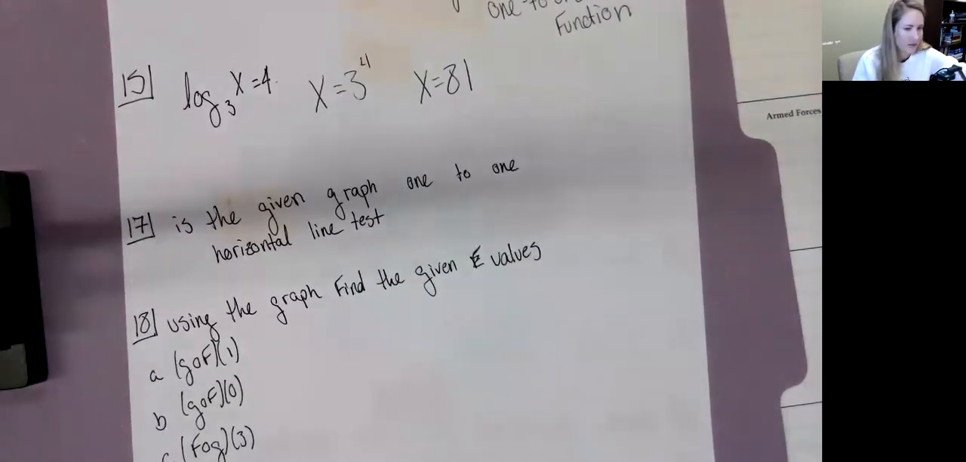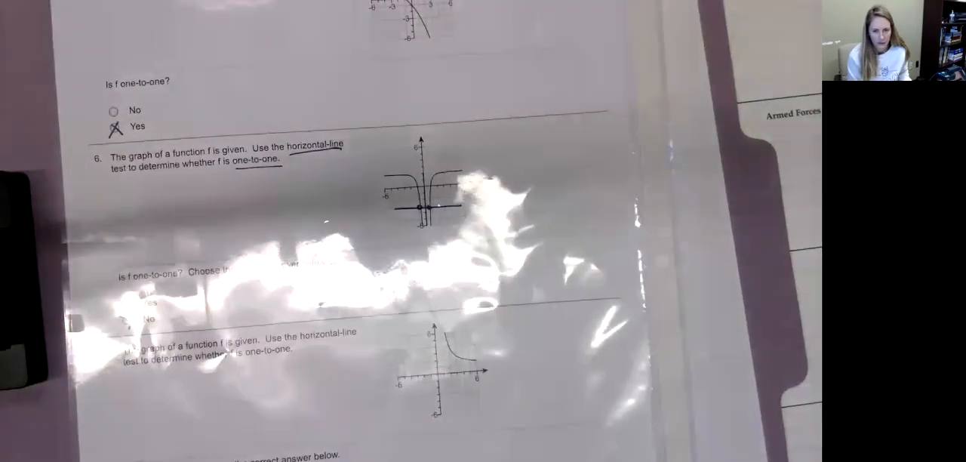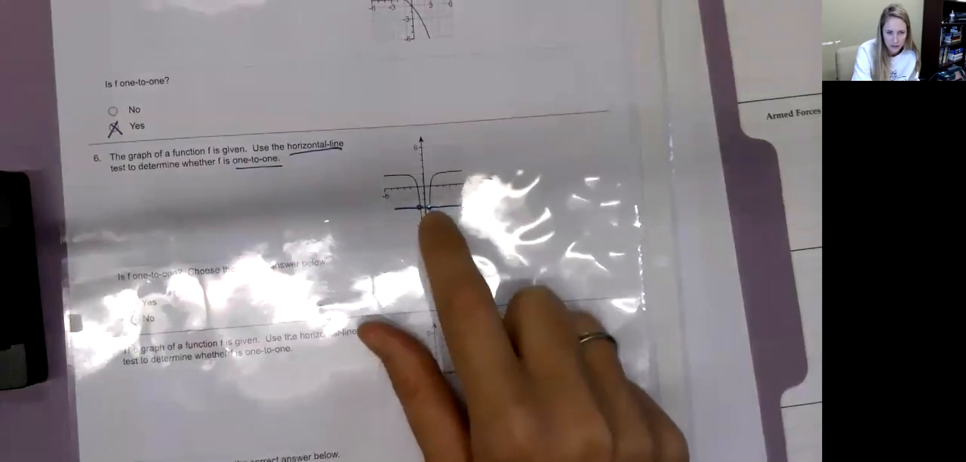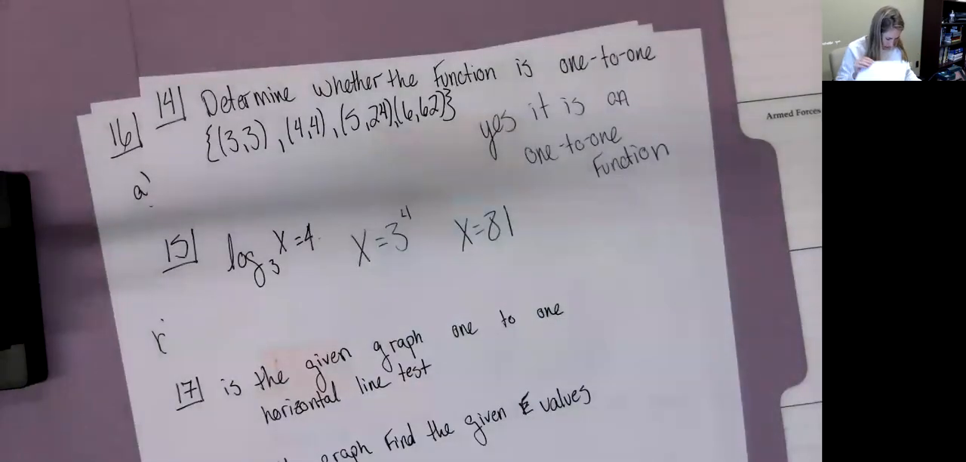Is the given graph one-to-one? The horizontal line test. I should have worded that: is the given graph a one-to-one function using the horizontal line test? One-to-one was 6.2. And these are our one-to-one tests right here. So if you draw that horizontal line and hit it twice, it's not. But if you can draw it once and hit it, it is.